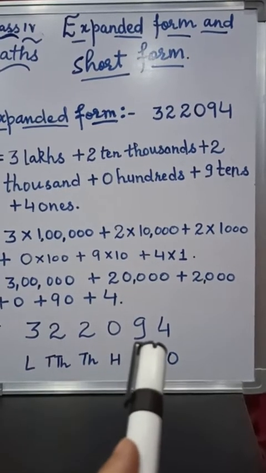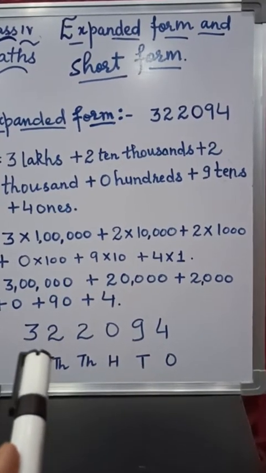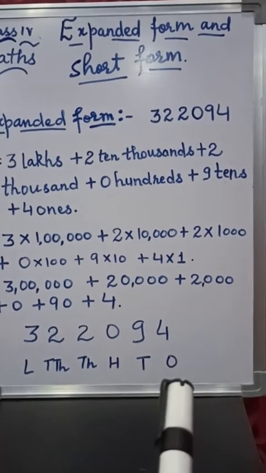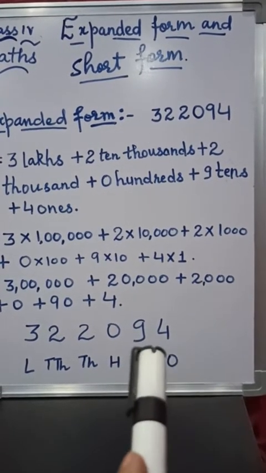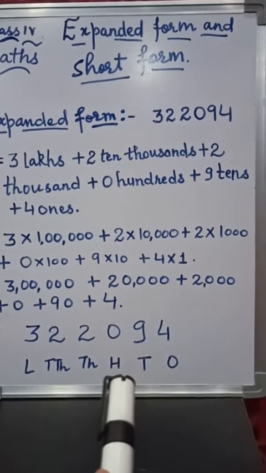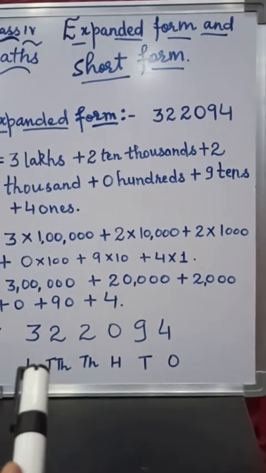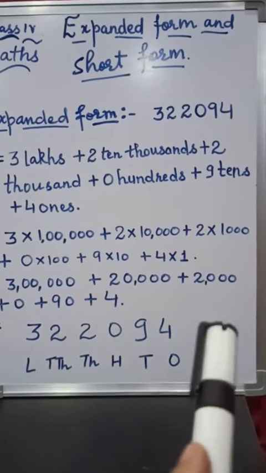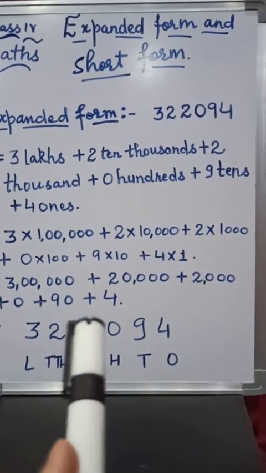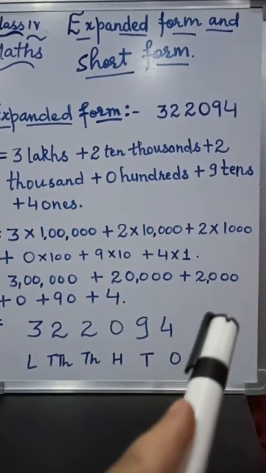Okay, now what will we get? We will get 322094, which means 4 will be on ones place, 9 will be on tens place, 0 will be on hundreds, 2 will be on thousand, again 2 will be on 10,000 and 3 will be on lakhs. And how are you going to read this number? 3,22,094. So this is the expanded form.